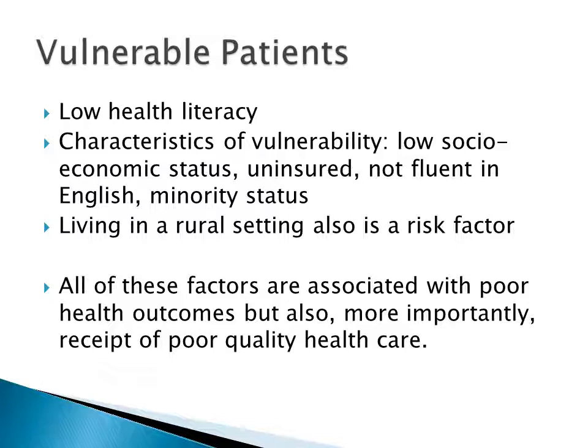But the other thing that you all live much more closely to than most people is the fact that living in a rural setting is also a risk factor to being a vulnerable patient. All of these are factors that are clearly associated with poor health outcomes, but I think more importantly, the receipt of poor quality health care. They're more likely, for example, not to get mammograms or pap smears, not to get their immunizations. All sorts of markers of quality care that need to be taken into consideration when we're doing quality improvement.